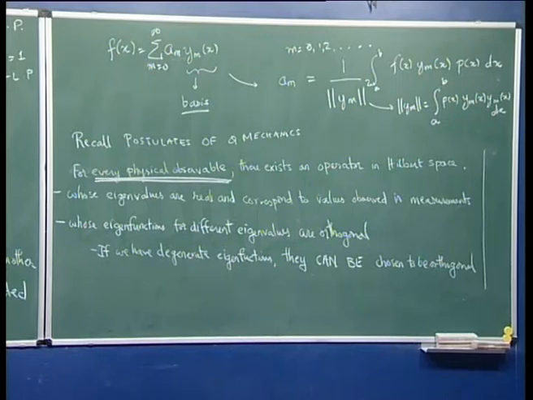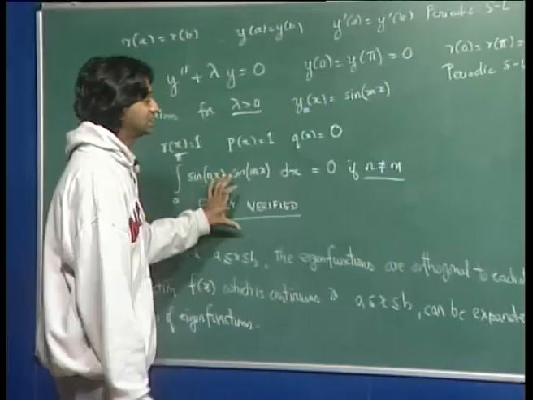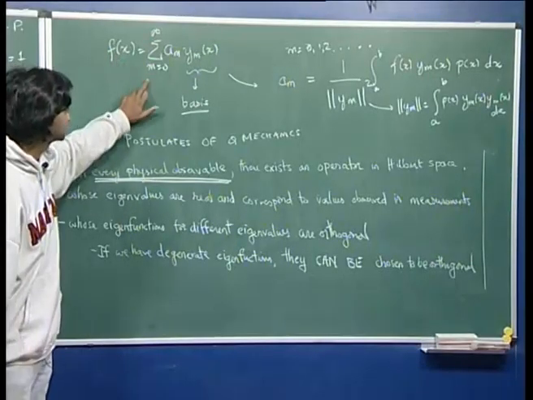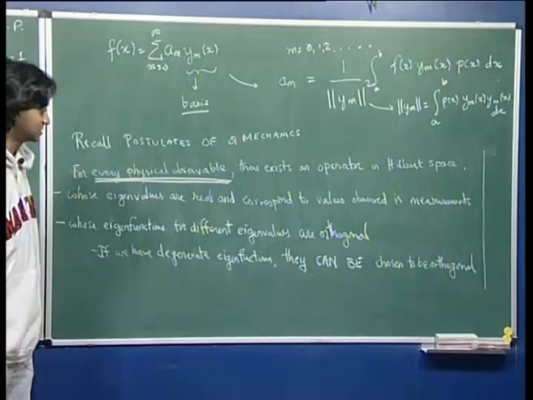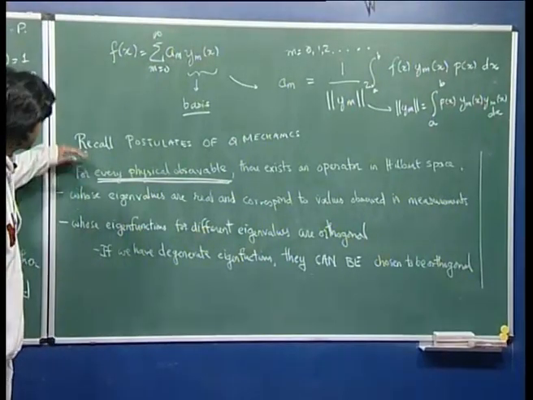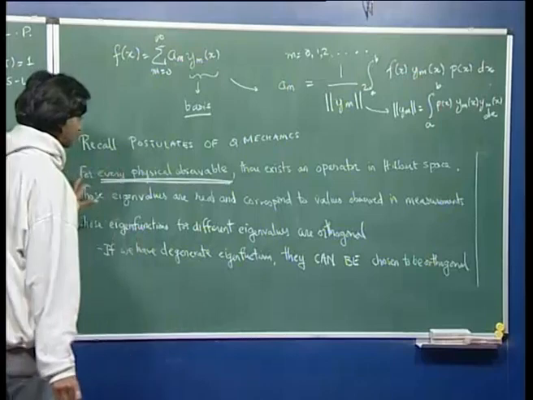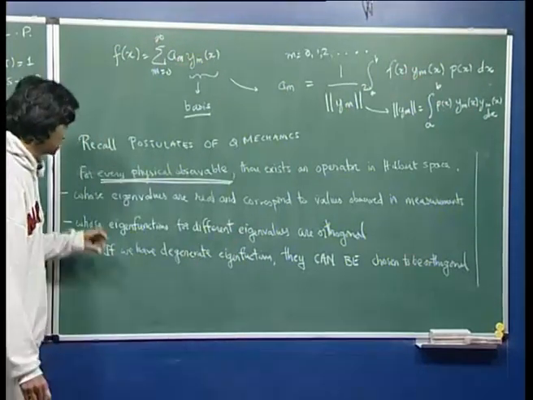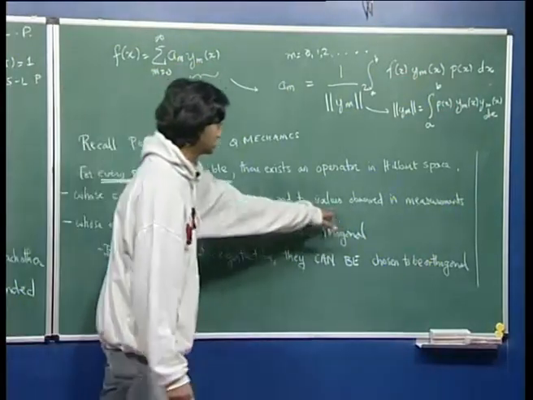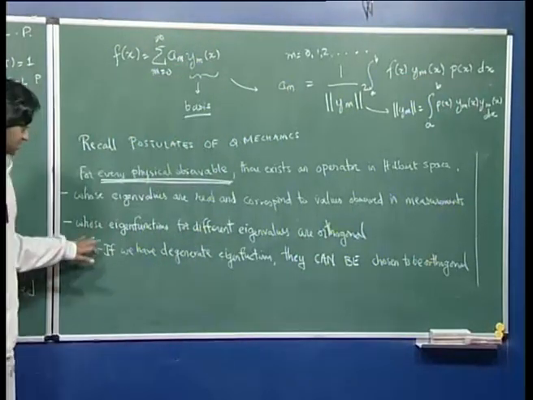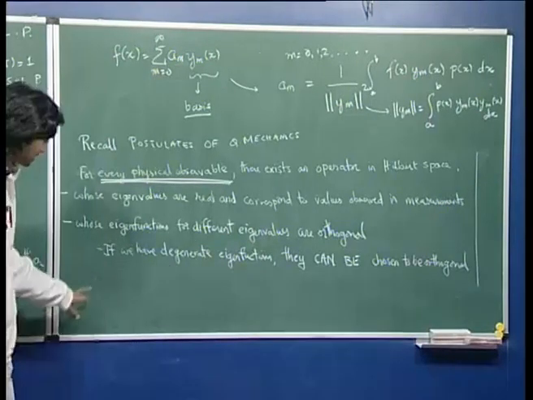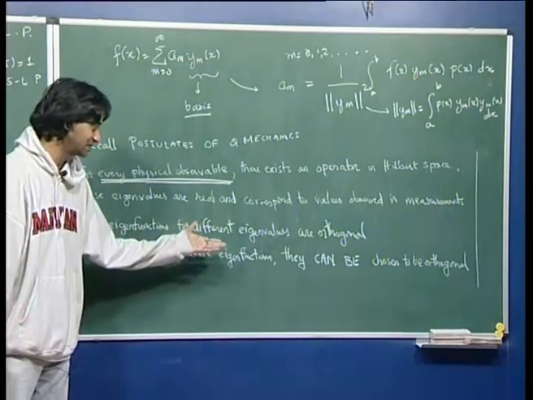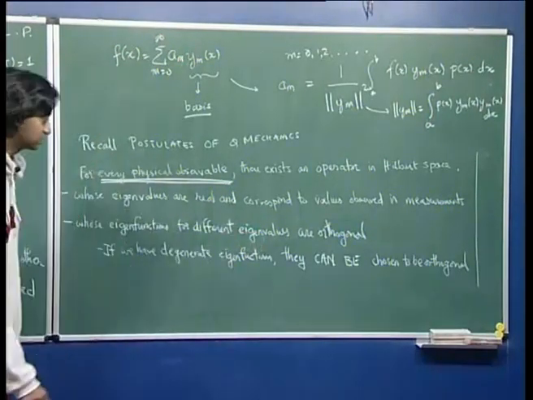And what we have seen is that if you have orthogonal eigen functions, they can be chosen as a basis. So, you can expand any function that is continuous in this limit from a to b in terms of this basis, and this is connected to one of the fundamental postulates of quantum mechanics, which says that for every physical observable there exists an operator in Hilbert space whose eigenvalues are real and correspond to values observed in measurements, and whose eigen functions for different eigenvalues are orthogonal. If we have degenerate eigen functions, that means many eigen functions corresponding to the same eigenvalue, then you can choose them to be orthogonal to each other.